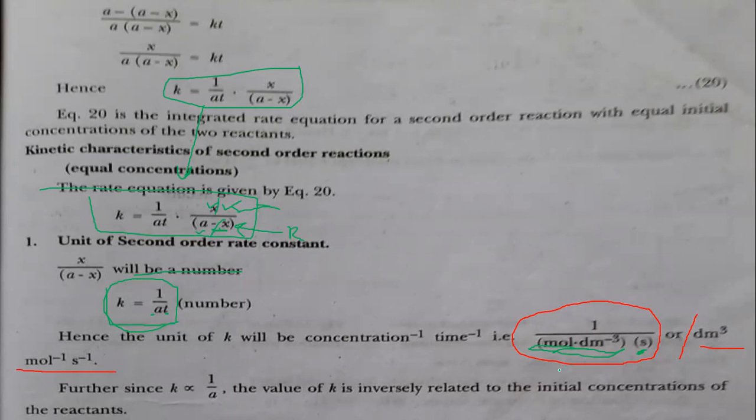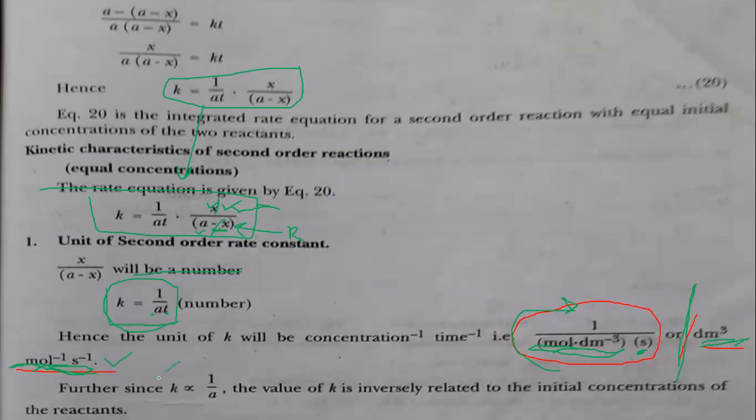Therefore, decimeter cube goes to numerator. So see here, or you can write likewise: decimeter cube into mole per mole into per second. Getting my point? Very easy. If you want to find out the unit of any term, you just have to go through the formula and you can find it very easily.